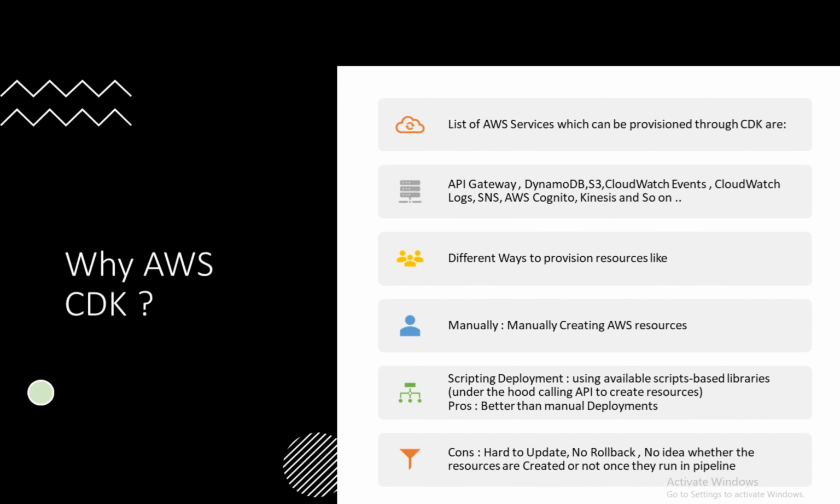Why AWS CDK? Again, I'm reiterating that. There is a list of services which can be provisioned through AWS CDK, like API Gateway, DynamoDB, S3, CloudWatch events, CloudWatch logs, SNS, then Cognito and Kinesis, and so on. There might be various other services which we can also provision through AWS CDK. There are different ways to provision resources, like manually, scripting, deployment, but there are pros and cons.